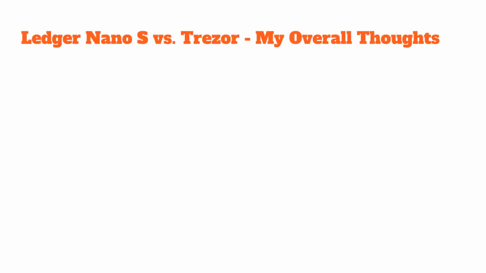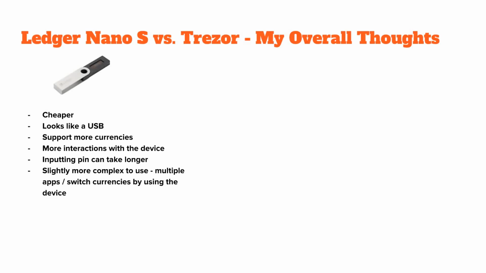So my overall thoughts on Ledger Nano S and Trezor are the following. For the Trezor, it is cheaper. As you can see, it's $30 cheaper. It looks like a USB. It supports more currencies. There is more interaction with the device, which I went over.